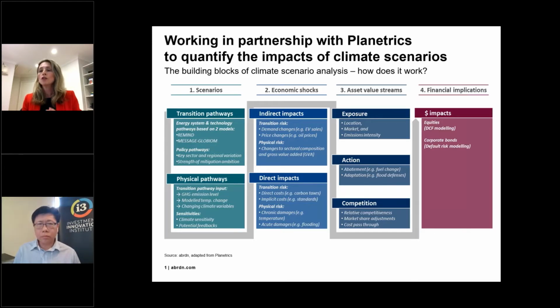So once we've created the scenarios, we've then translated them into economic shocks at the corporate level. We then model these against a company's asset value stream and ultimately generate that forward impact compared to what the market was pricing in against these climate scenario pathways. So they're really the building blocks.